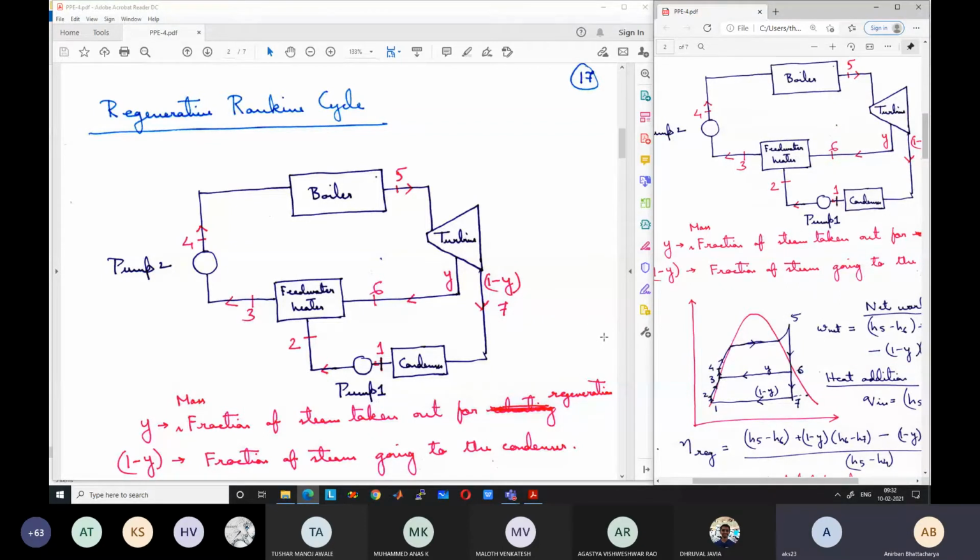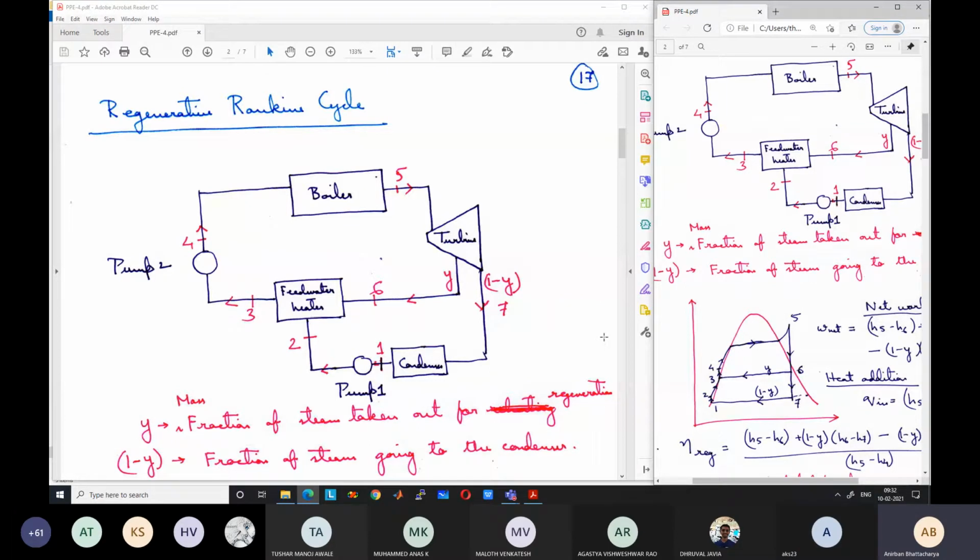Yes. So maybe because pump 2 has to pump the mixture, so we would like to have less of it, whereas pump 1 would have only liquid to pump. Yes, so we will send liquid to the pump.